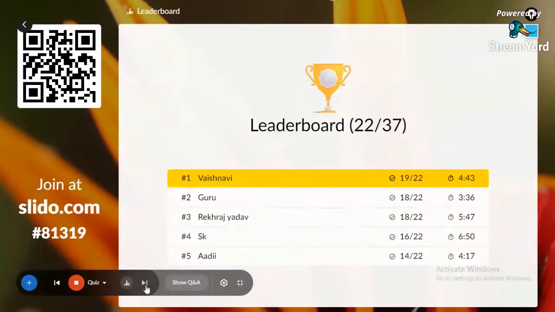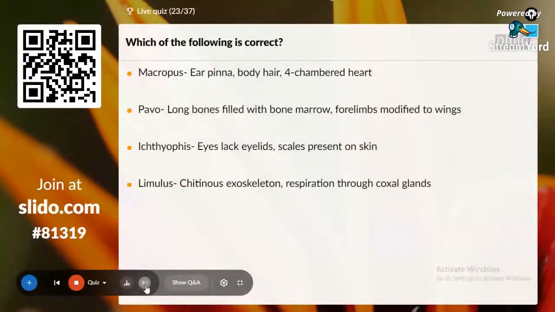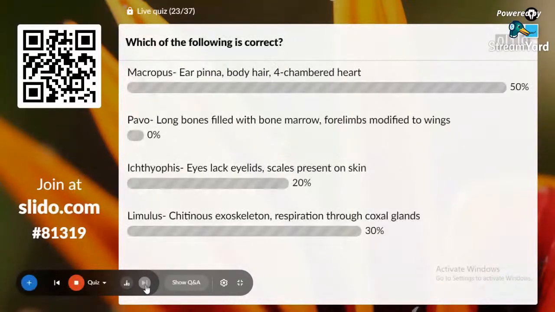Next question on the screen. 23rd question out of 37. Which of the following is correct? Macropus, ear pinna, body hair, four-chambered heart. Pavo, long bones filled with bone marrow, forelimbs modified to wings. Ichthyophis, eye lacks eyelids, scales present on skin. Limulus, chitinous exoskeleton, respiration through book gills. Let me know the correct answer. The majority vote for the question: 50% with option A, which is the correct answer.